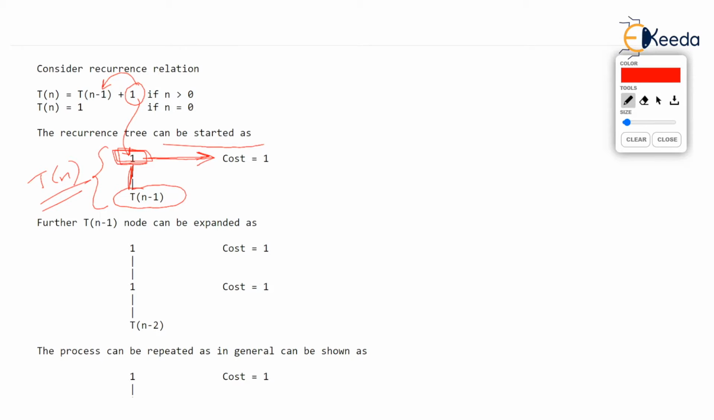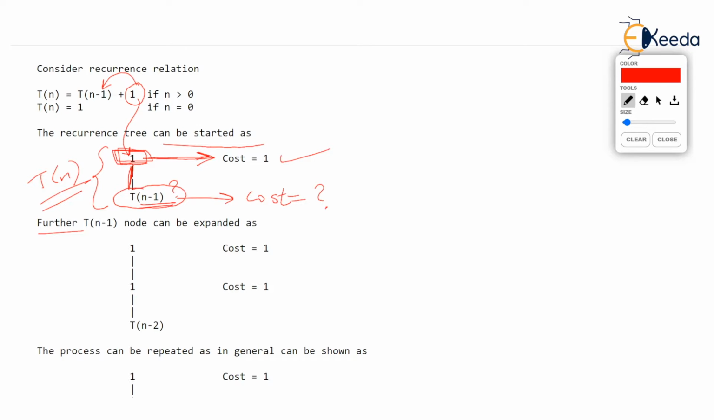While writing the cost, we will simply do the summation of the cost at that level. And you can see at this level there is only one entry, 1. So the cost at this level is 1. Well, we cannot write the cost at the next level, because we don't know what T(n-1) is. So then we extend our tree.